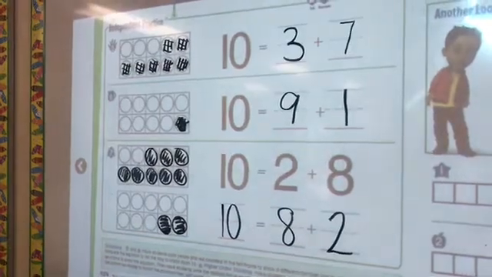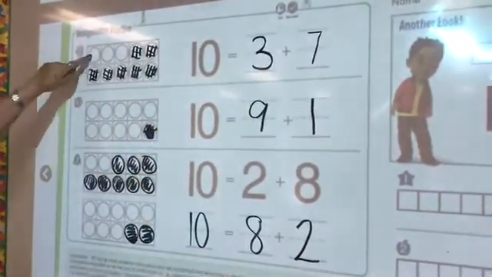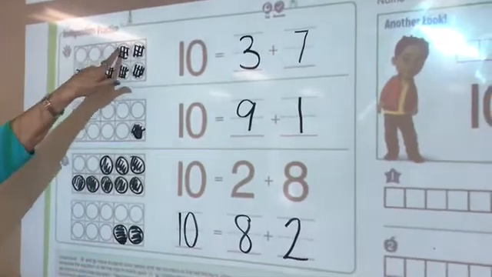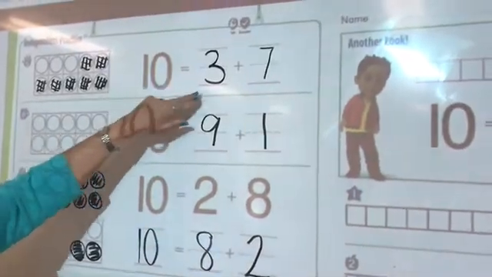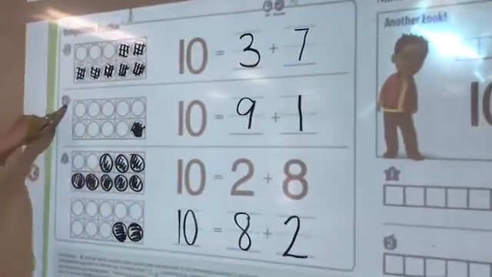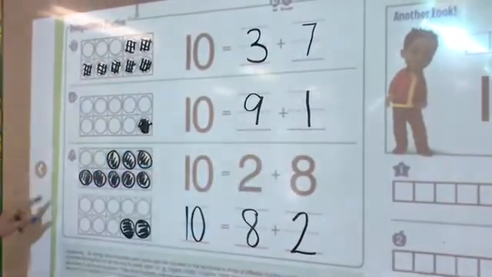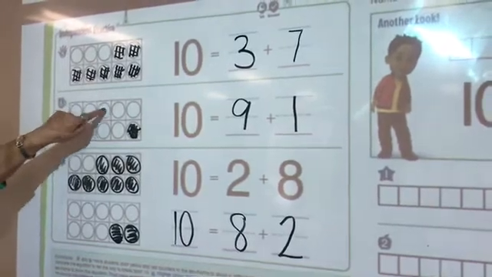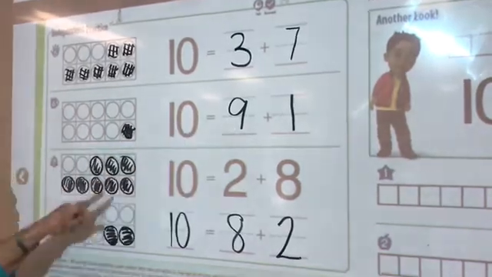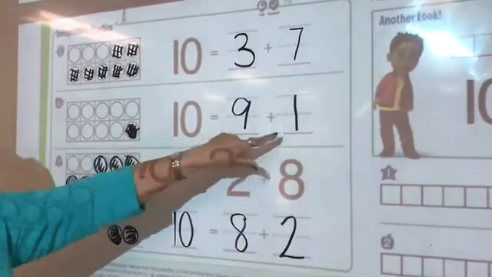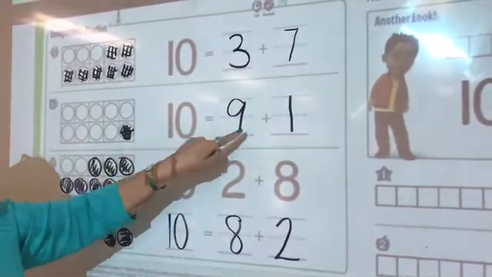Let's check our answers. For number 5, 10 equals 3 plus 7. Here's our set of 3, and then here's our set of 7. 1, 2, 3, 4, 5, 6, 7. Let's read our equation. 10 equals 3 plus 7. For the next one, number 6, our equation says 10 equals 9 plus 1. Here we are. 1, 2, 3, 4, 5, 6, 7, 8, 9. Here's our numeral 9. And then how many do we need to put here? 1. 10 equals 9 plus 1. Read it with me. 10 equals 9 plus 1.